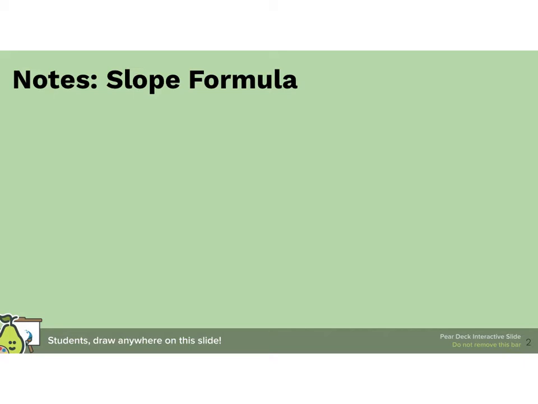So the slope formula is m equals y2 minus y1 divided by x2 minus x1. So these are not exponents. It's a subscript. It's at the bottom of the letter and it's small. But I know for Pear Deck, you can't do that. So when you write it, it might look like just y2 minus y1, and that's fine. Don't try to make the subscript if it's too difficult.